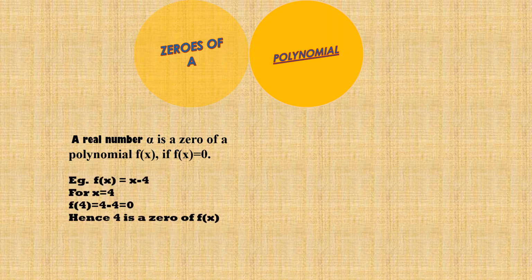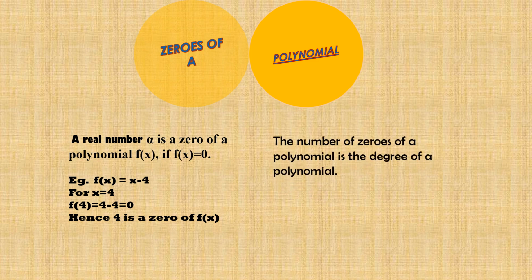Now, let us know something about the zeros of a polynomial. A real number alpha is the zero of a polynomial f of x if f of alpha equals 0. Let us take an example. If f of x equals x minus 4, then for x equals 4, f of 4 will be 4 minus 4, that is 0. So, the zero of the given polynomial f of x is 4.